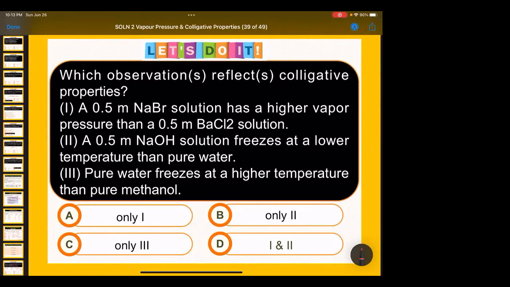So which reflect colligative property? What are the things mentioned over here that are due to colligative properties? Okay, means because they are because of the number of ions.